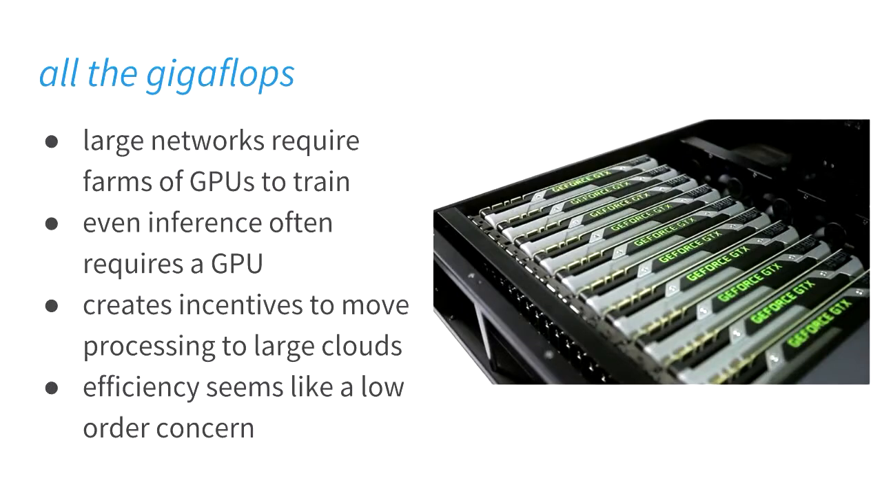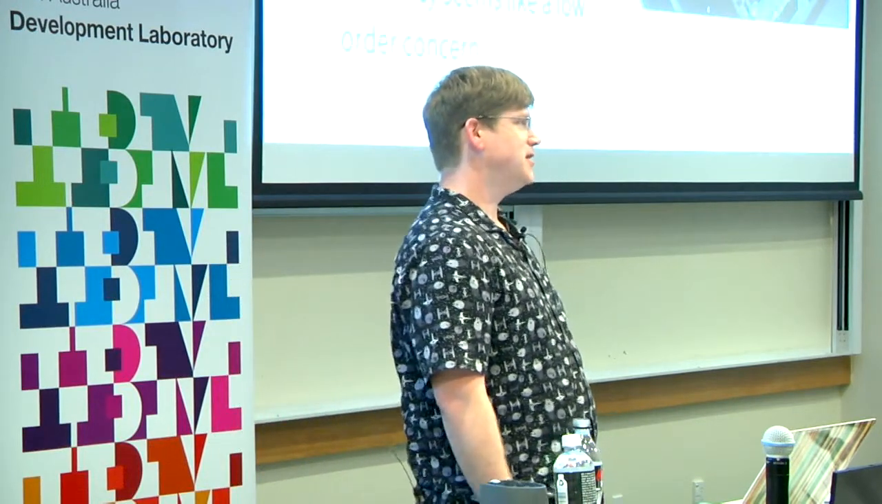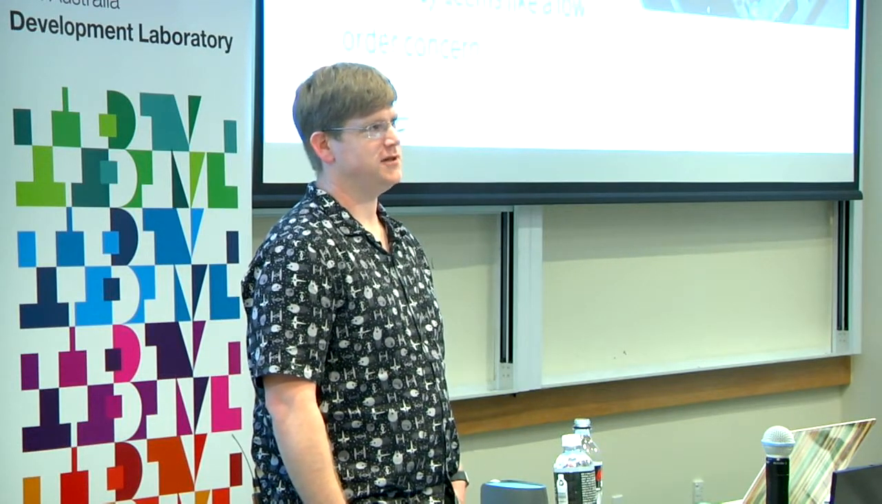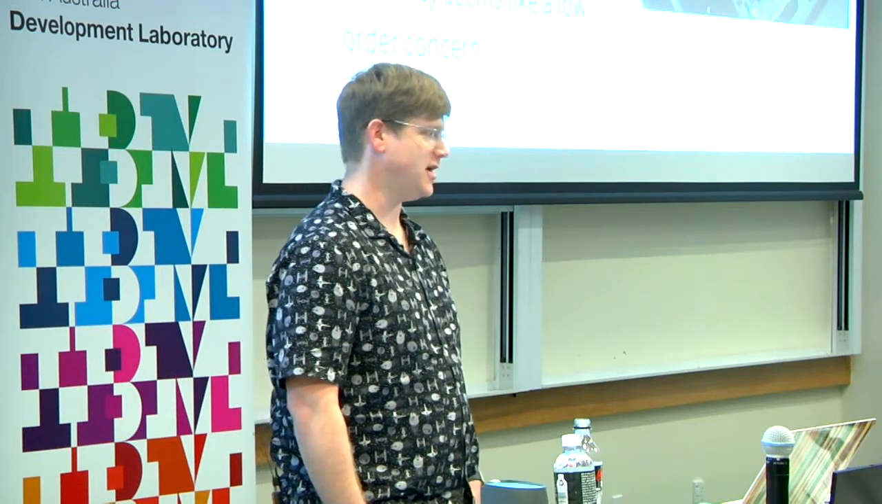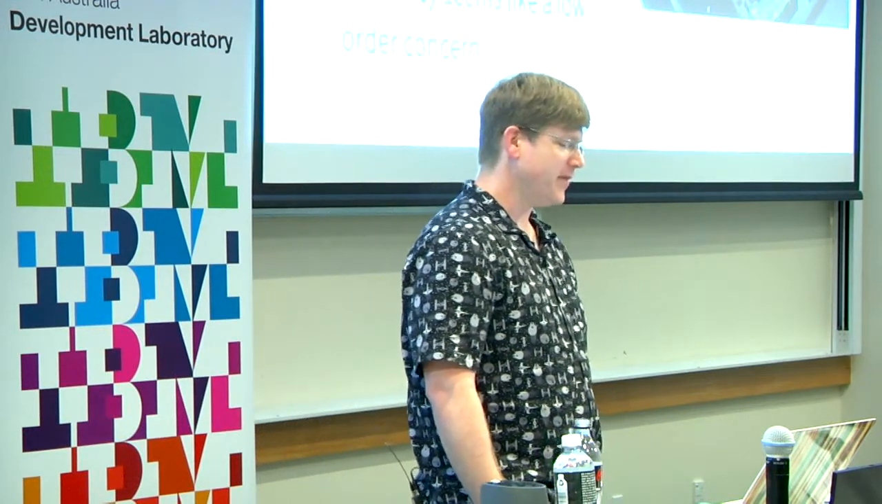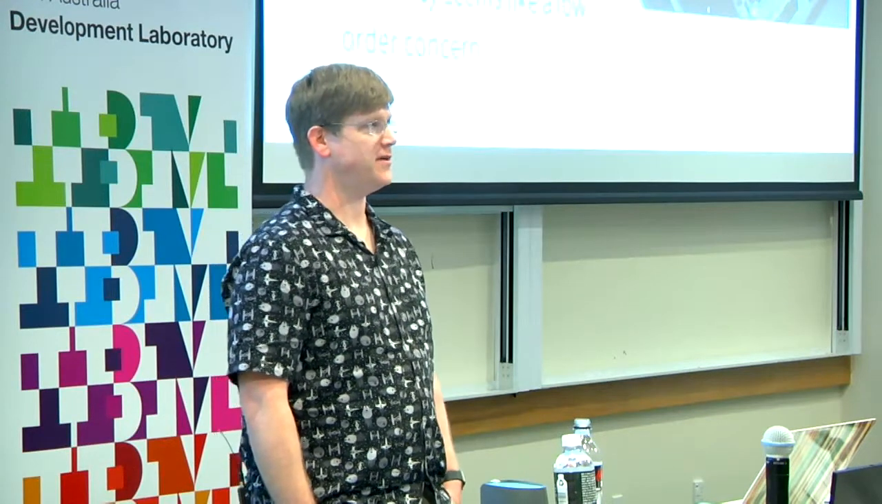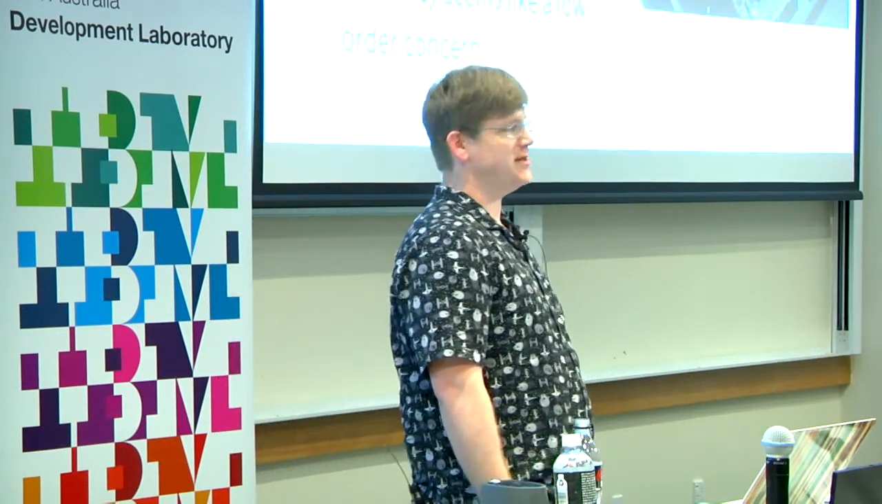So basically, large networks take these giant farms of GPUs to train, and even inference can sometimes require a GPU. I think our DeepSpeech model that we have at Mozilla will run in real time on a CPU, but lots of models won't. This means that you often can't fit these models on edge devices. So a lot of these things won't run on your phone because they're too computationally expensive, which creates incentives to move the processing into the cloud, which means you have to send all the input data to the cloud in order for it to do inference on it.